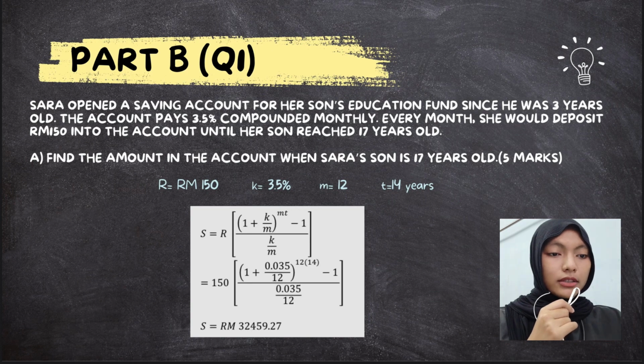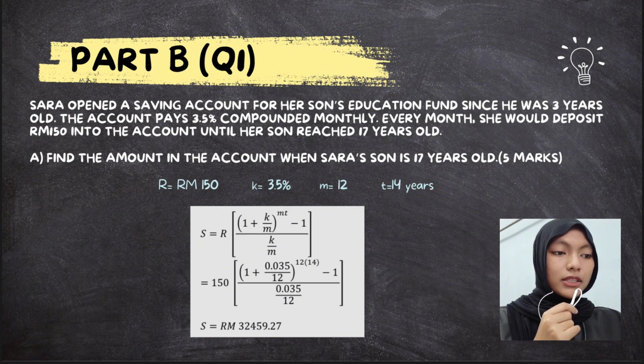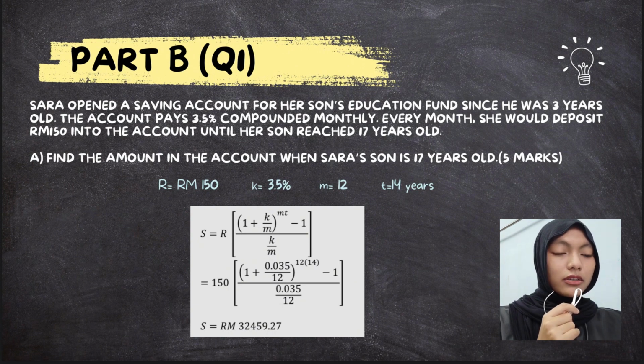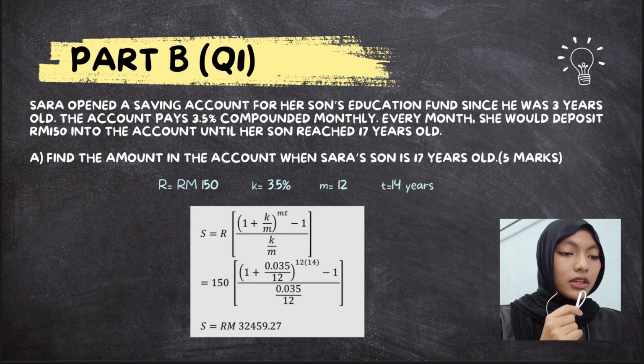Part B, question 1. Sarah opened a saving account for her son's education fund since he was 3 years old. The account pays 3.5% compounded monthly. She would deposit 150 into the account every month until her son reached 70 years old. Question A: find the amount in the account when Sarah's son is 17 years old. For the equation, R is 150, K is 3.5%, M is 12 because compounded monthly, T is 14 years, because 17 years minus 3 years, since Sarah opened her son's saving account when he was 3 years old.